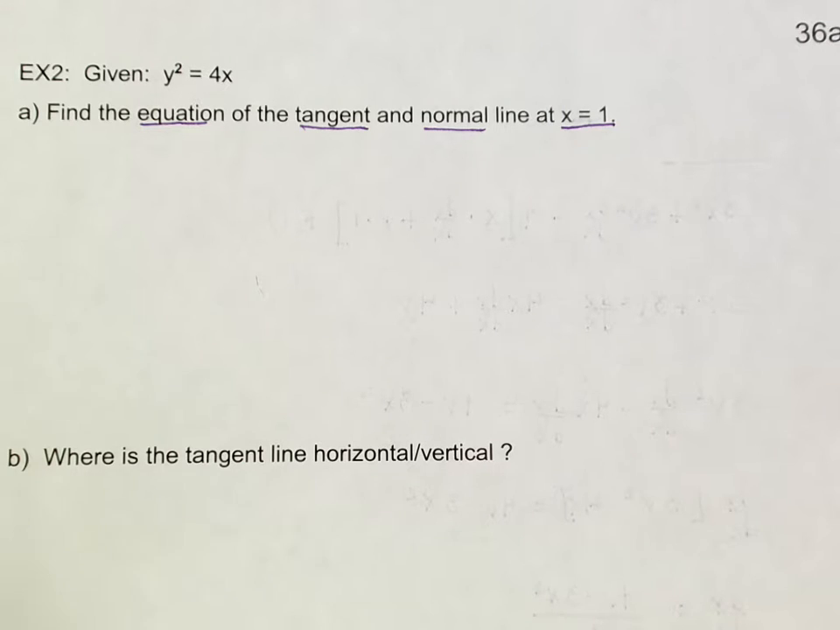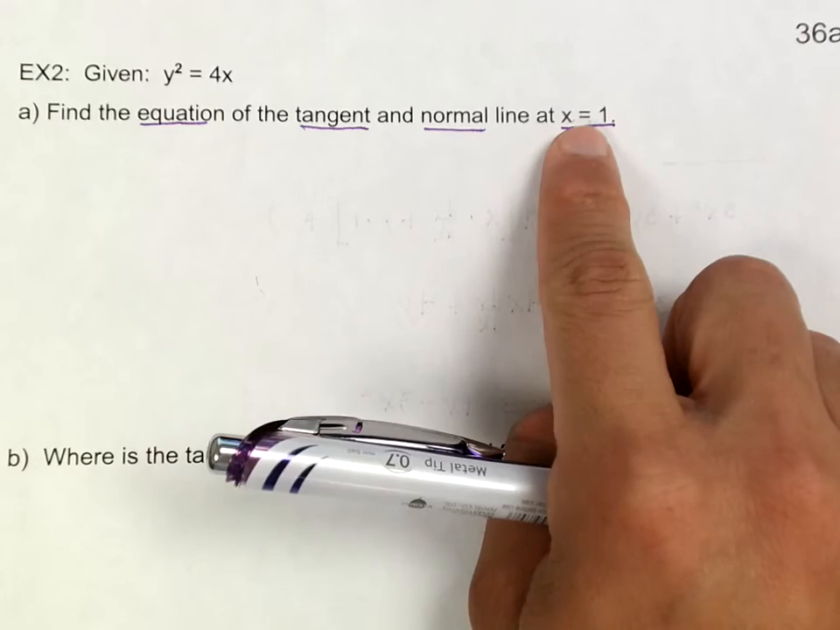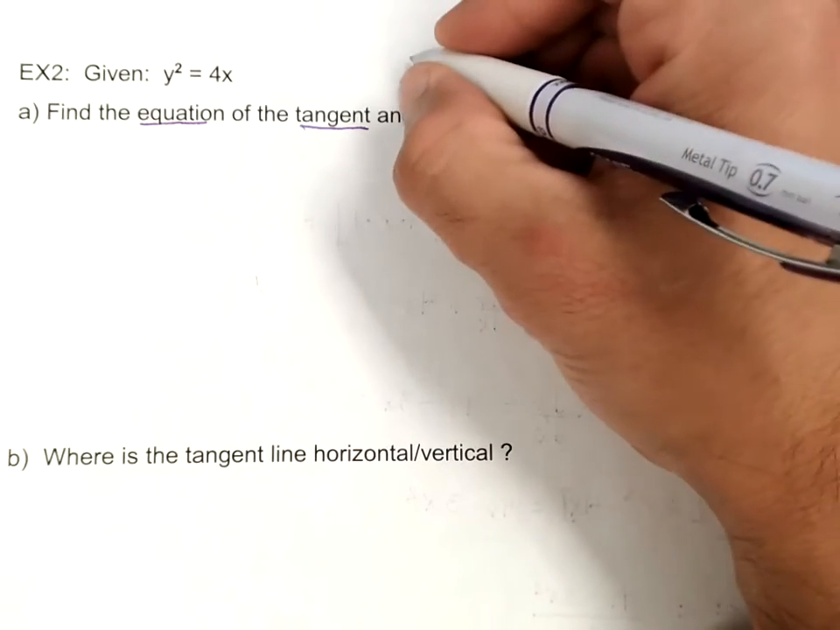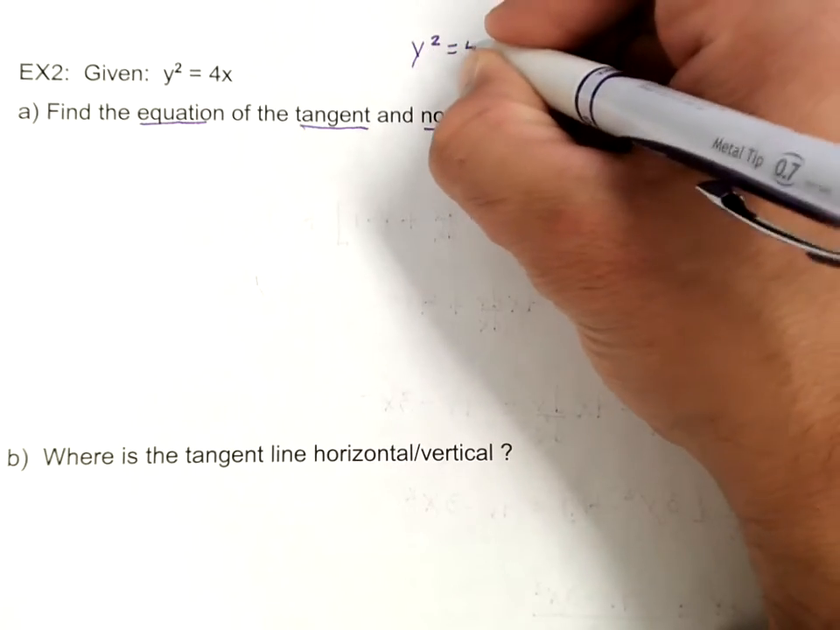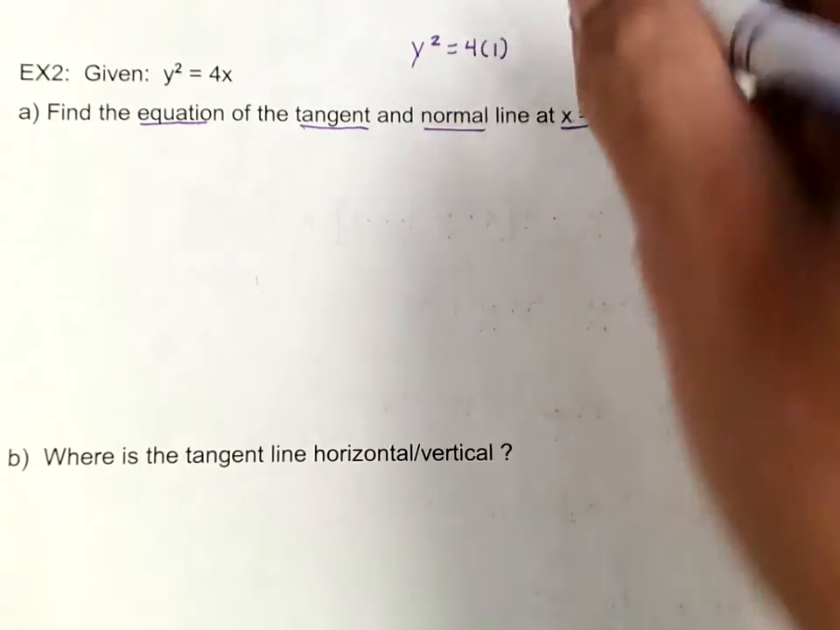I need a point and I need a slope. All right, now I have the x coordinate. I need to figure out the y coordinate. I'm going to write this over here because I may run out of room. So I'm going to plug in a 1 for x and try to figure out what y is.